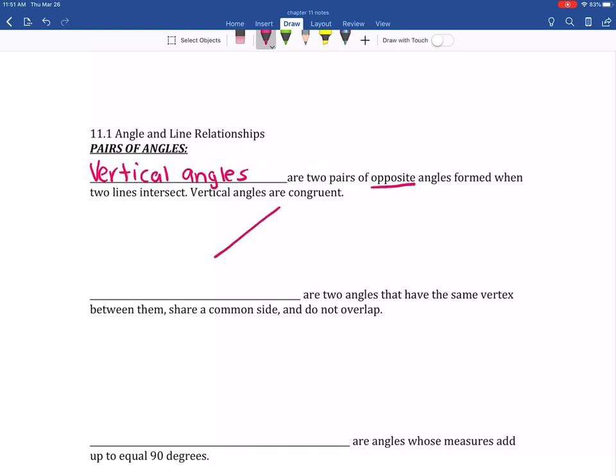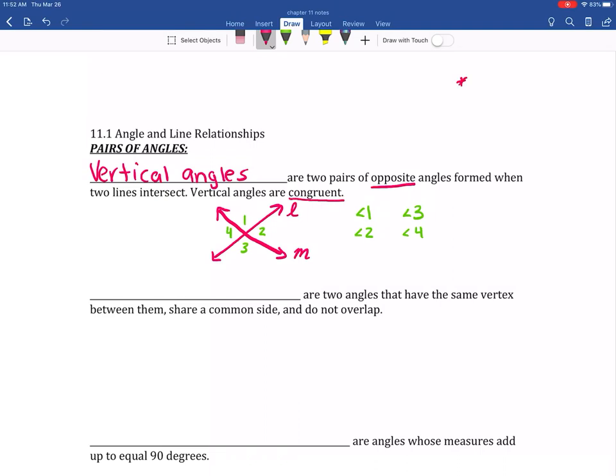So if I were to draw out two lines like this, we can call it line L and line M. These two lines that intersect, or they cross, form four angles: 1, 2, 3, and 4. The vertical angles would be angle 1 and angle 3 because they are opposite of each other, and angle 2 and angle 4. In addition to them being opposite, it says that they are congruent.